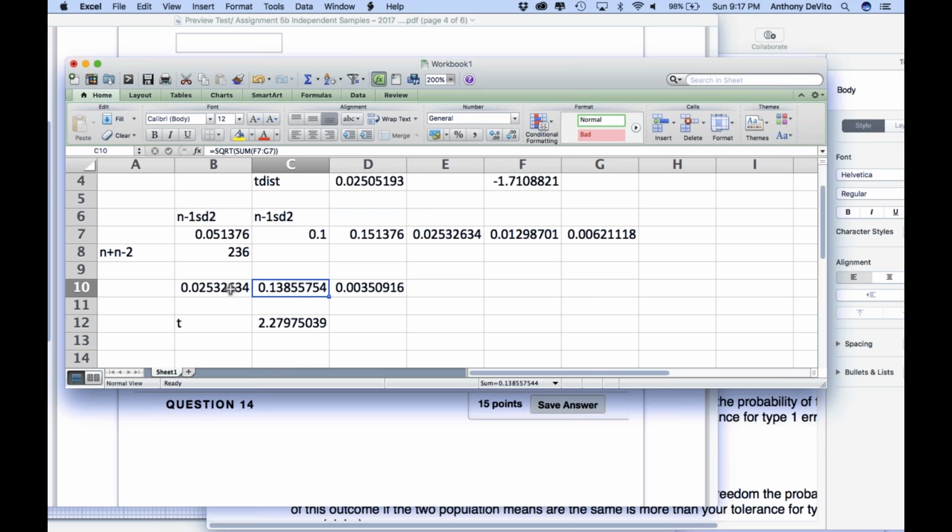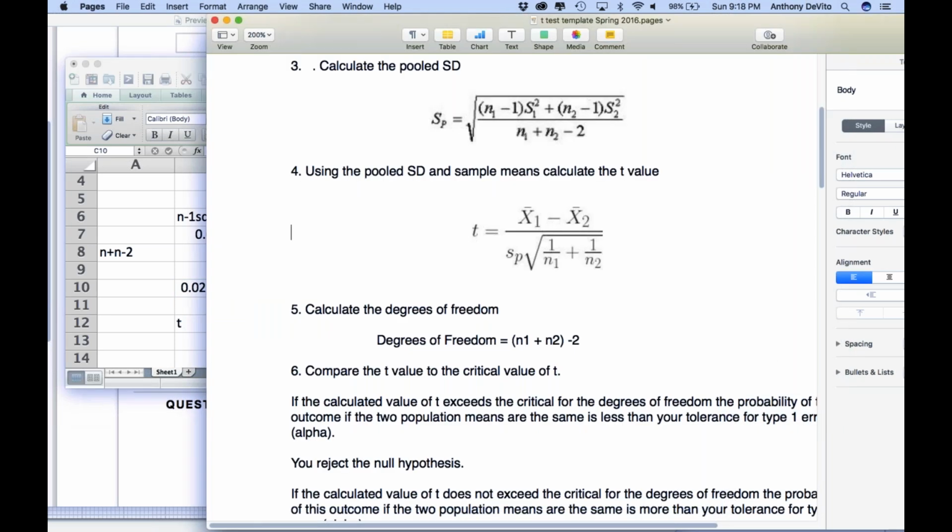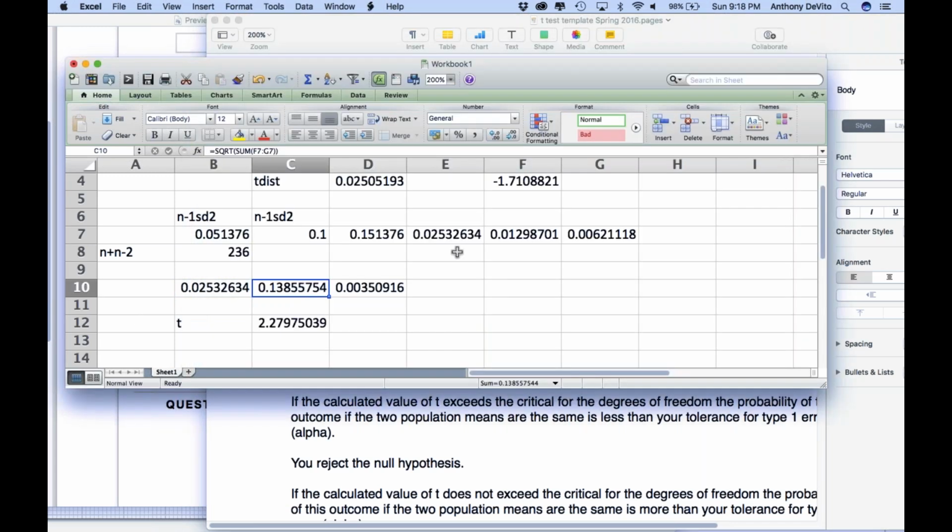Oh, that is my pooled standard deviation, excuse me. That's my pooled standard deviation. Now I have to multiply, I still got the same answer. Now I have to multiply that by the sum of the inverse of the two sample sizes. That plus that times the square root of the pooled standard deviation.